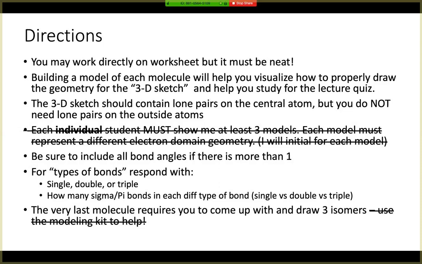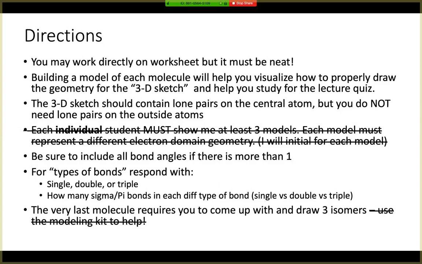For types of bonds, this goes back to that last slide I was showing you. I need you to say, is it single, is it double, or is it triple? And then also say how many sigma and how many pi bonds there are, just like I was doing before. Is there 7 sigma and 2 pi, something like that.